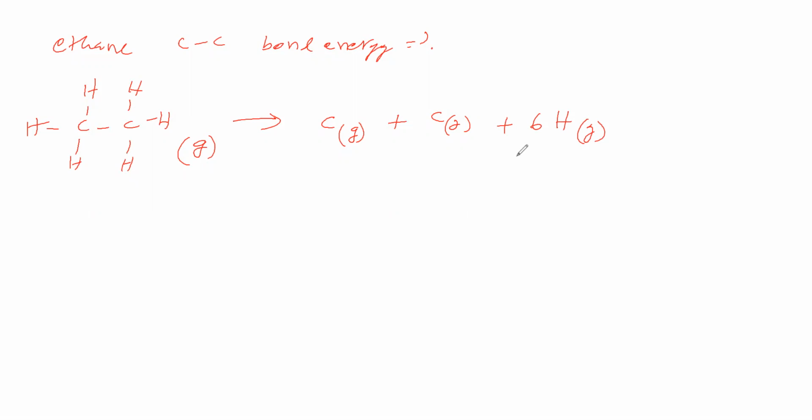Another thing is that bond energy or bond dissociation energy means the left side and the right side must both be gaseous. Left side gaseous substance, right side also gaseous substance only should be there. So let us dissociate everything. All the bonds are breaking, therefore we are getting 6 times gaseous hydrogen atoms.